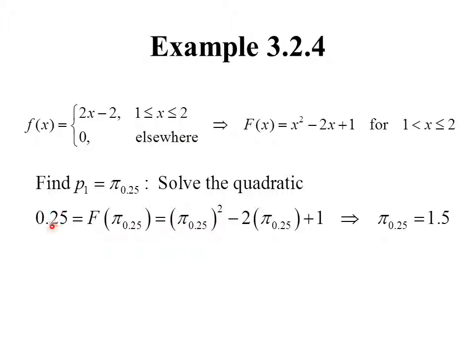And so now what we have here is a quadratic equation. Our unknown here is pi sub 0.25. Think of that as like an x. So we have an x squared minus 2x plus 1, and so we've got an ax squared plus bx plus c. If we subtract 0.25 from both sides, then we have it equal to 0. And we can use our quadratic formula to find the value of pi sub 0.25, which comes out to be 1.5. Or we could use available software to also calculate that value.